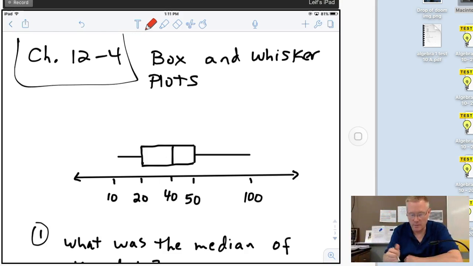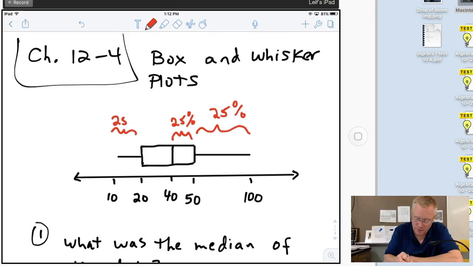I'll show you more about that in a minute, but it tells me that 25% of my data falls between 50 and 100 in this case. It tells me that 25% falls between 40 and 50 of whatever this happens to be, which I didn't even say. And 25% fall between 10 and 20. And last but not least, 25% fall between 20 and 40, all right?